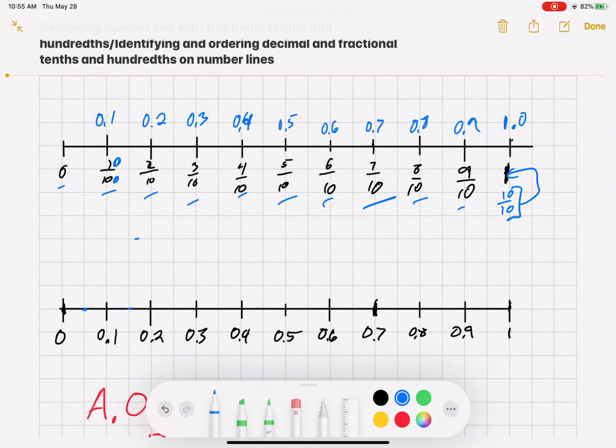So this is hundredths at the bottom, so I have to add that 0, so it's 10 hundredths, and then it's 0.10 on the top. And this would be 20 hundredths with the 0 added on the top. This would be 30 hundredths, 40 hundredths, 50 hundredths, 60 hundredths, 70 hundredths, 80 hundredths, 90 hundredths. And I could add this here, and it's 1.00.